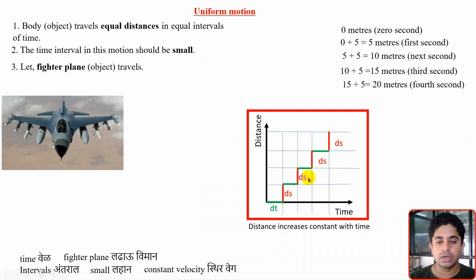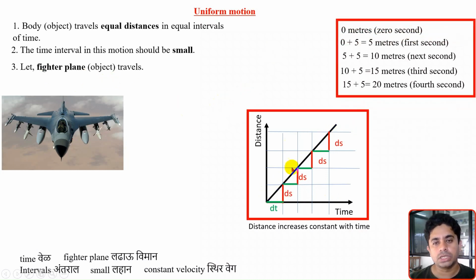So ds1, ds2, ds3, ds4 are actually the same. Everyone has the same magnitude, and its value is 5 meters. Now if I connect the line, that line passes through the origin of this graph, and this line indicates the velocity of that object. What is velocity, what is speed, and the difference between velocity and speed, we will discuss in coming videos in detail. But here, just for understanding, the line which I am drawing here in the distance-time graph indicates the velocity of this fighter plane.